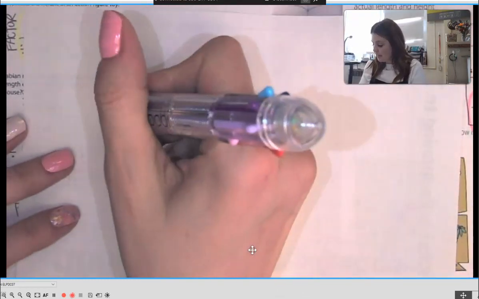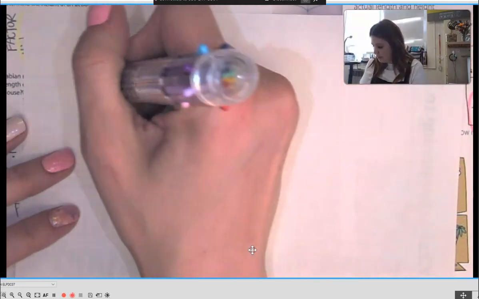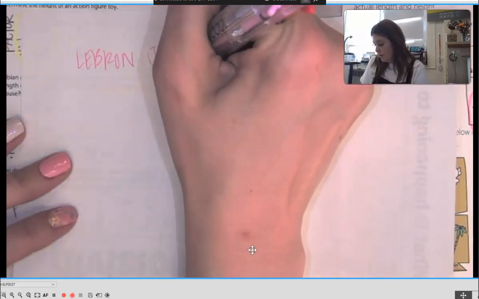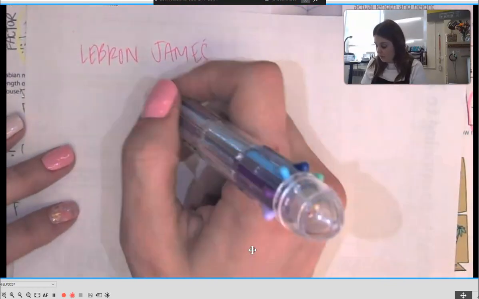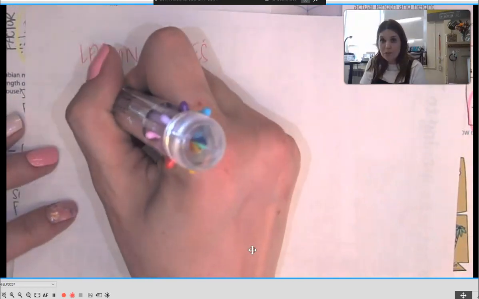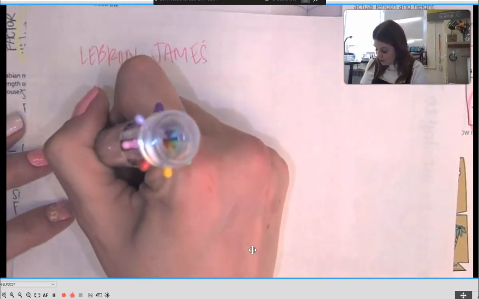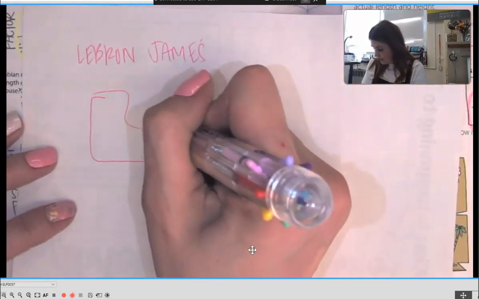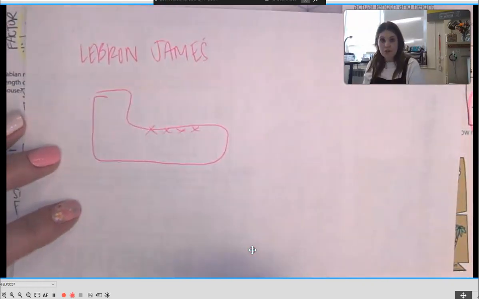So let's say that LeBron James's shoe, and I'm making this up. These numbers are made up. But let's say LeBron James' shoe, very good at this draw. Here's his shoelaces. There's his big old foot.